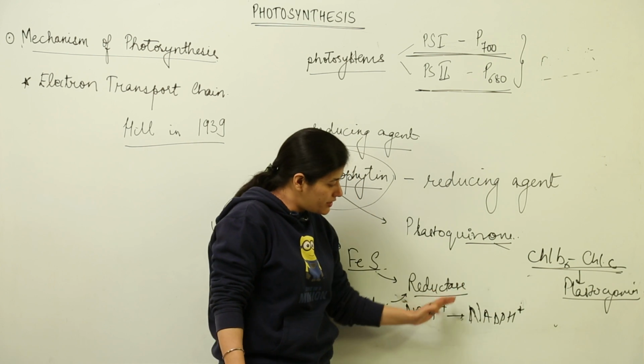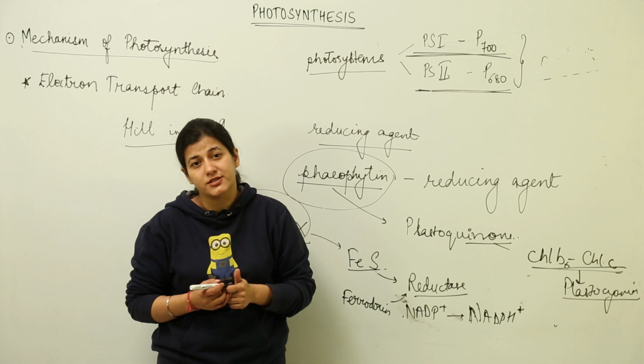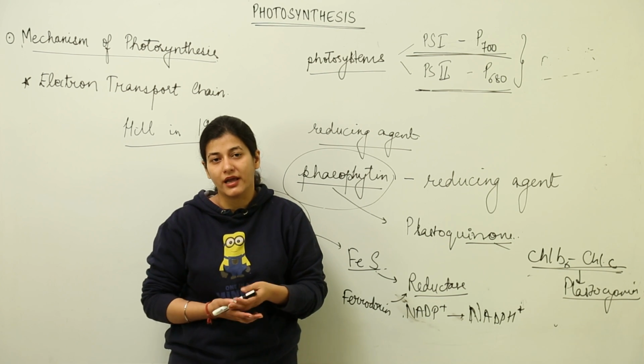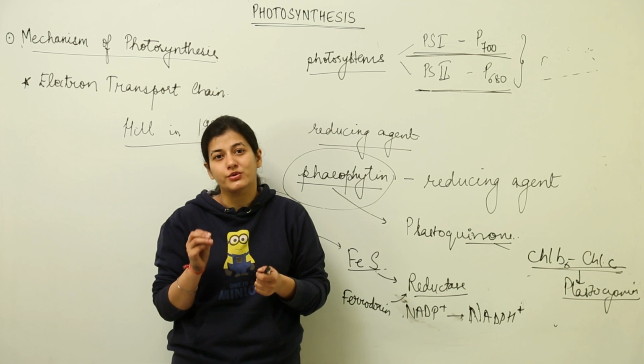And the last step is reduction. So, this is what the electron transport chain is all about. I would advise you to watch this lesson all over again so that you get a little bit of idea what we are going to deal with in the photochemical phase.